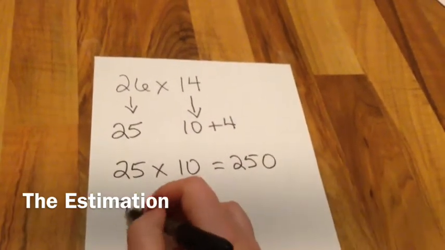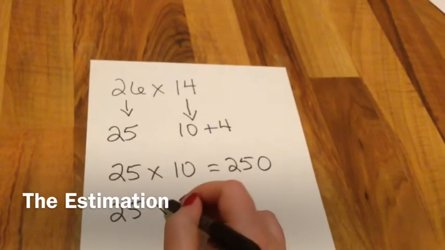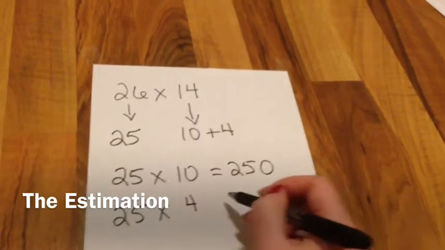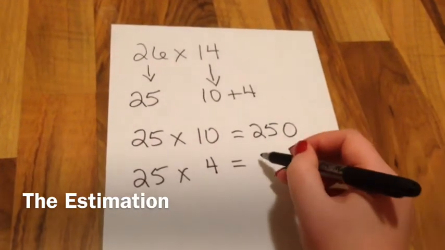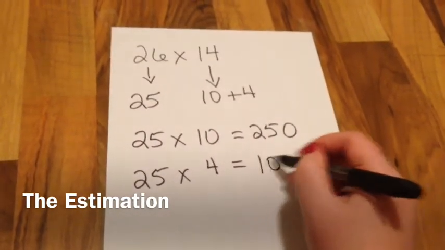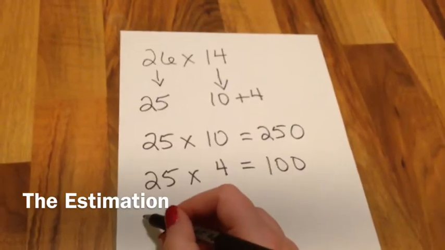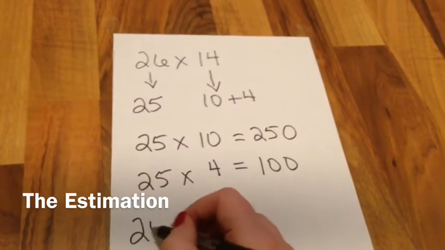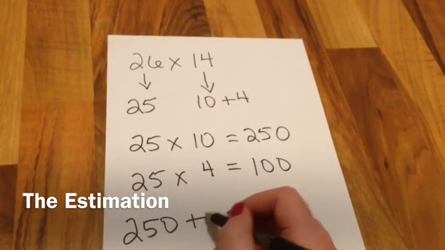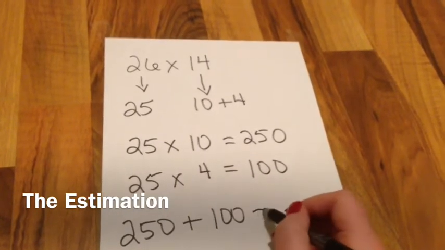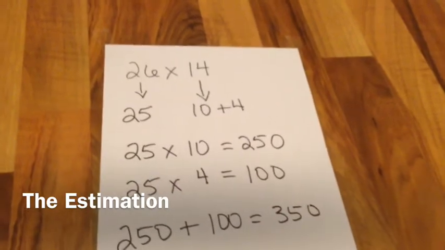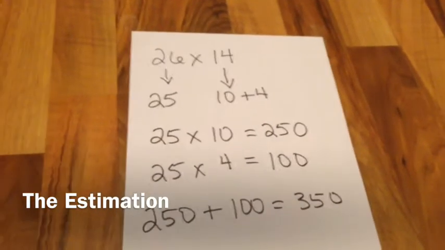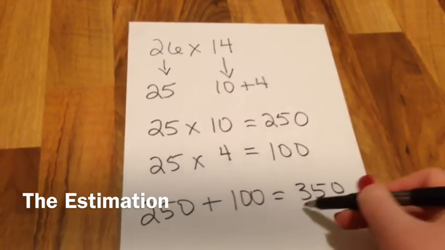We can figure out what 25 multiplied by 4 is by skip counting. 25, 50, 75, 100. So we know that 25 multiplied by 4 is 100. Next, we will add our two products together. 250 plus 100 equals 350. So our estimation for the problem 26 multiplied by 14 is 350.